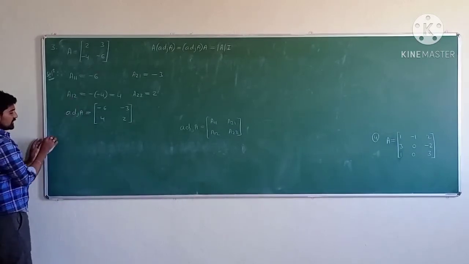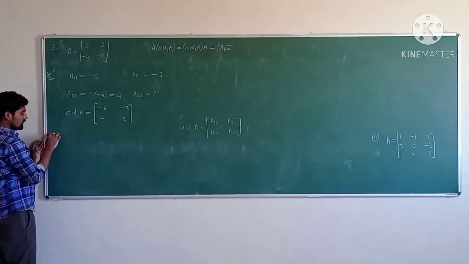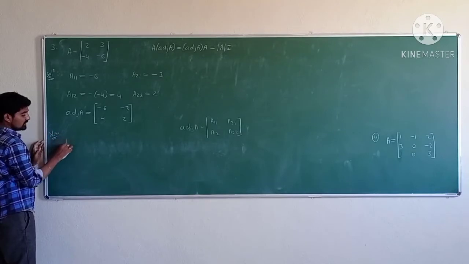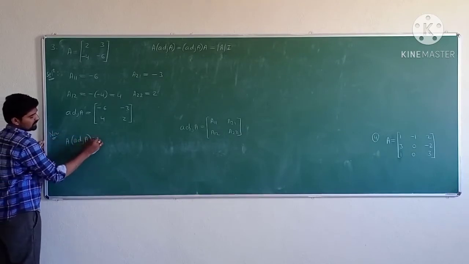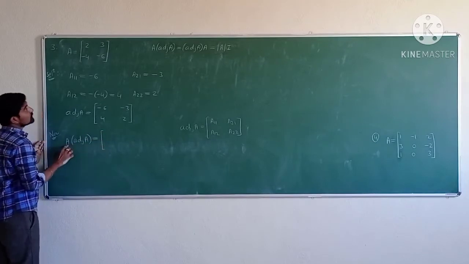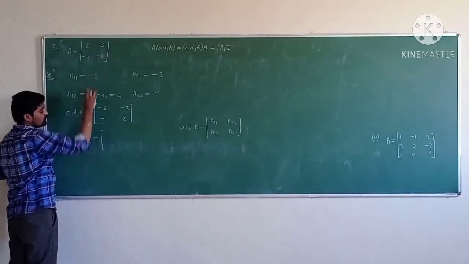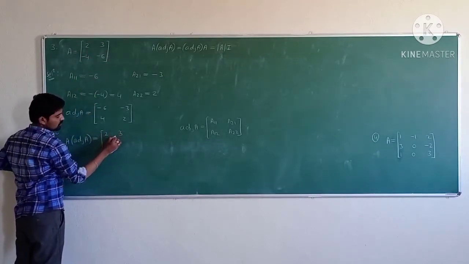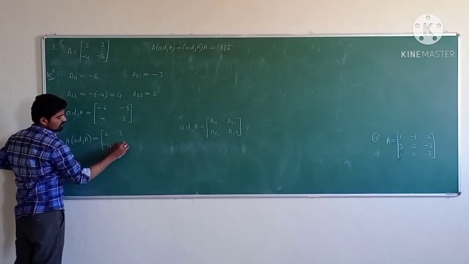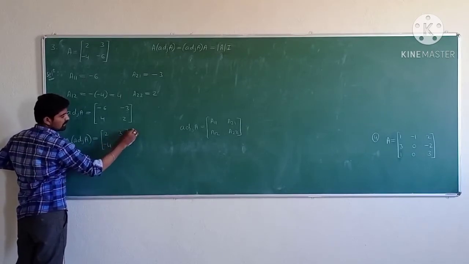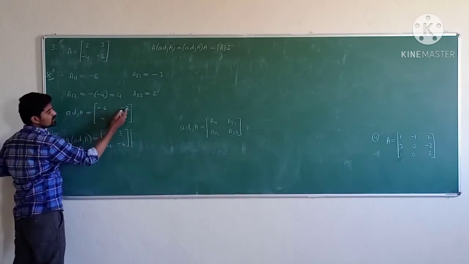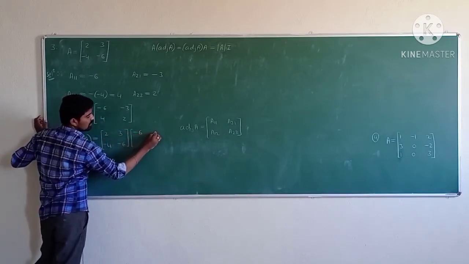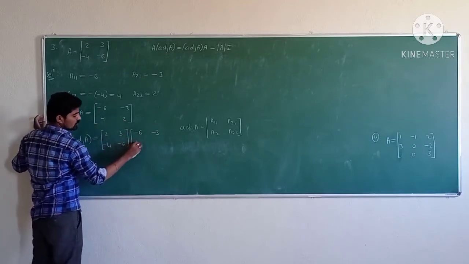Let's start the verification. First statement: A into adjoint of A matrix. So A matrix is 2, 3, minus 4, minus 6, into adjoint of A matrix, minus 6, minus 3, 4, 2.